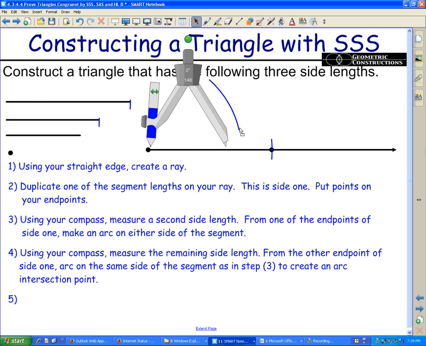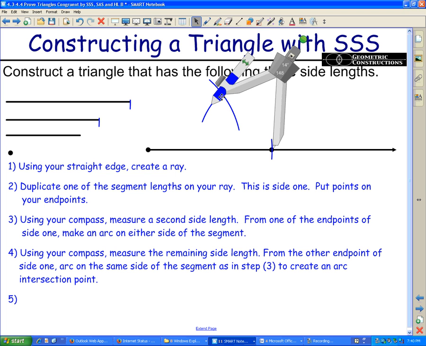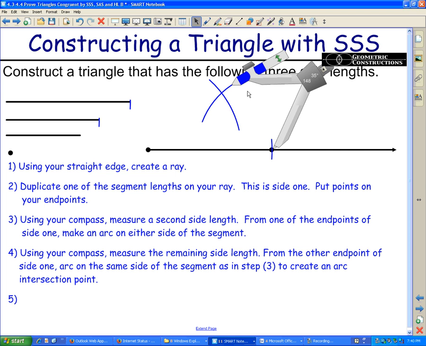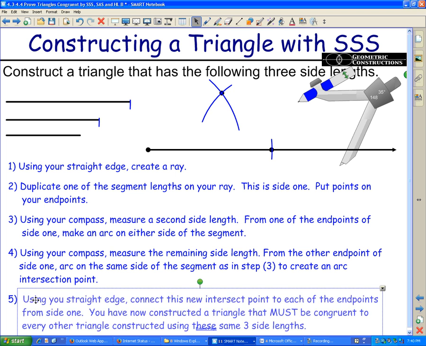So I'm going to go to the last remaining endpoint that I haven't used, the second one. And then I'm just going to do exactly what I did before, which is I'm going to make an arc. And guess what? Where those two arcs intersect is our final vertex. So we're going to go ahead and put our final vertex there. And to create the triangle that we've been looking for, all we really need to do now is, using your straight edge, connect the new intersection point, our new vertex, with each of the other two endpoints we'd already found.